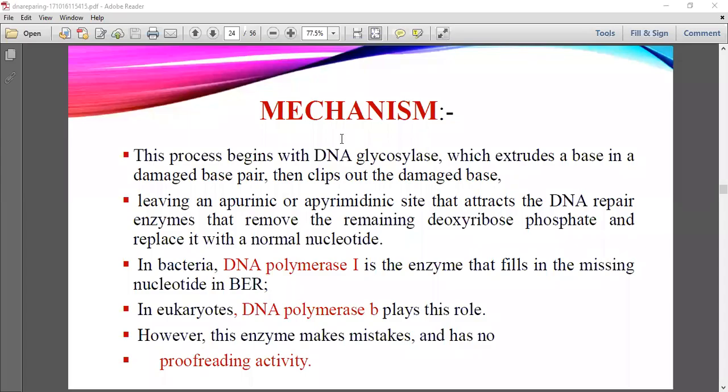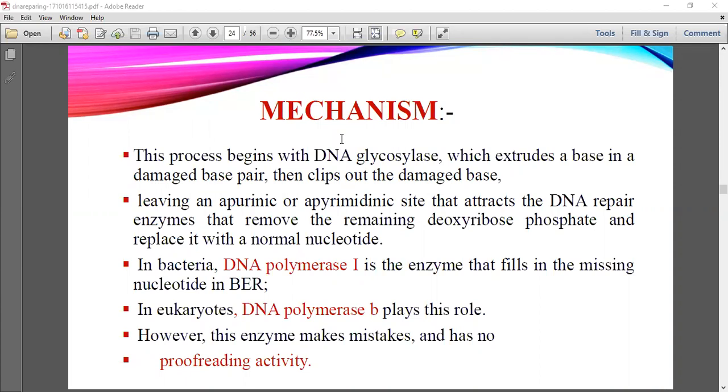In base excision or any excision repair mechanism, that's an important mechanism where we use some enzyme to replace the damaged nucleotide. So that's the basic idea in any excision repair. In base excision, we have a 2 to 3 or one base pair damage, inside the DNA sequence, we have one or two base damage.